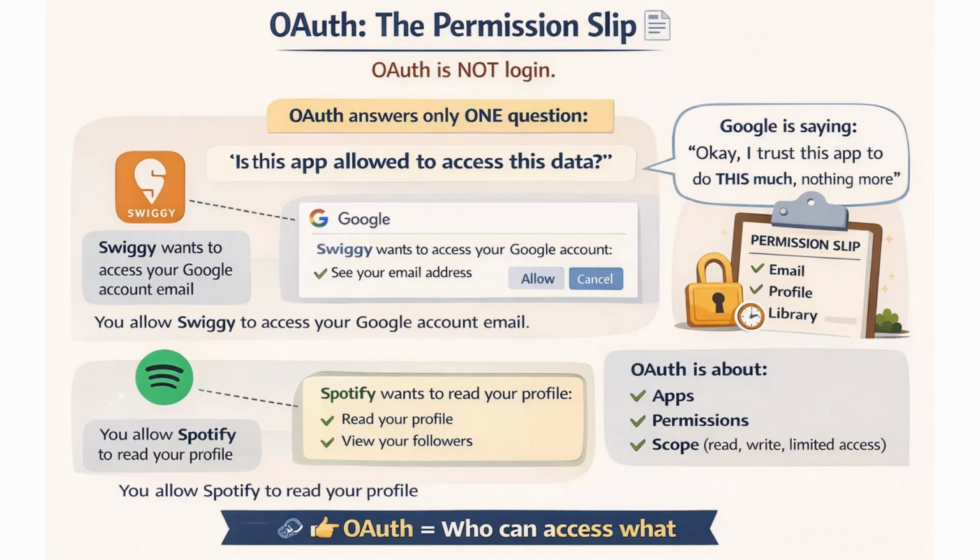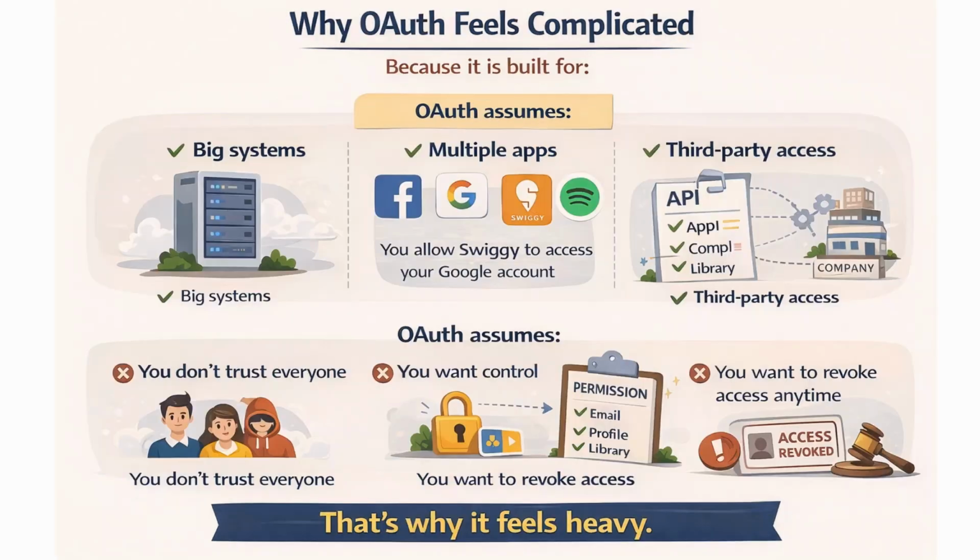Why does OAuth feel complicated to you? Because it is designed for large systems, and it is also used by big organizations. It helps us manage multiple applications, it involves third party access, and OAuth assumes that you don't trust everyone. You want fine grain control and you want the ability to revoke access anytime. That is why it feels heavy. Means in JWT, once the token is issued, it is difficult to revoke that token. But in OAuth, this is not the case. That's why it feels heavy.